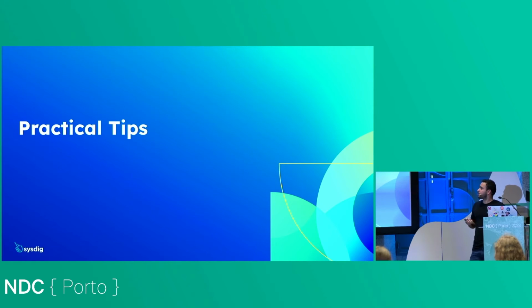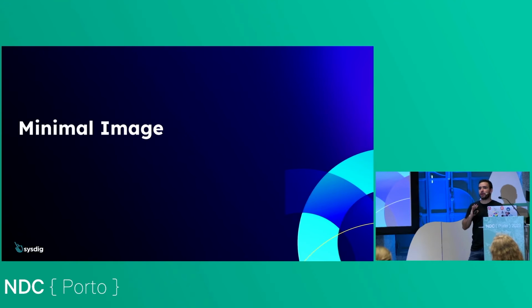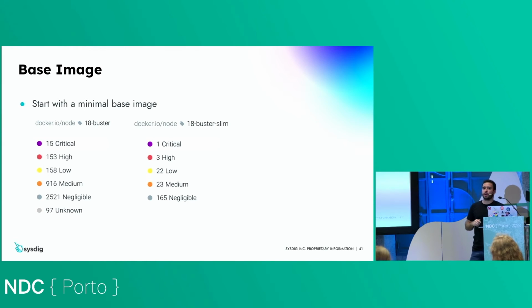Let's go through some practical tips. So minimal images. I think that's low-hanging fruit that can cause a lot of trouble if you don't do it. So make sure that when you're building your images, the base image that you're using is a minimalist one, at least when you go to production. So here's an example of a Node 18 buster one, and you can see this is not the slim version. And those are the vulnerabilities that we have. We have 15 critical, 153 high, and so on and so forth.